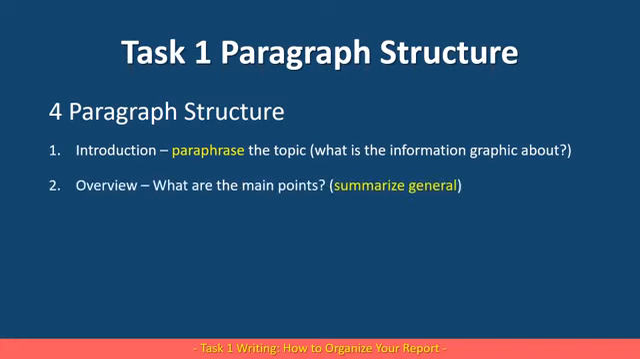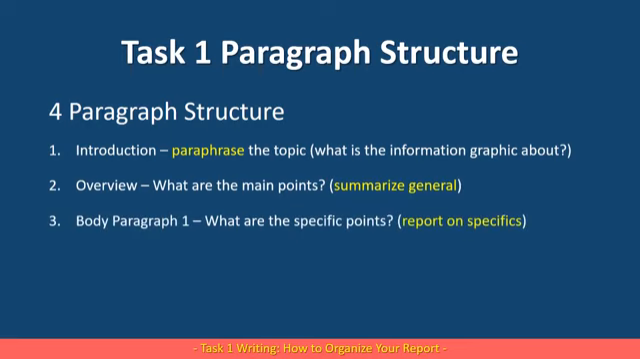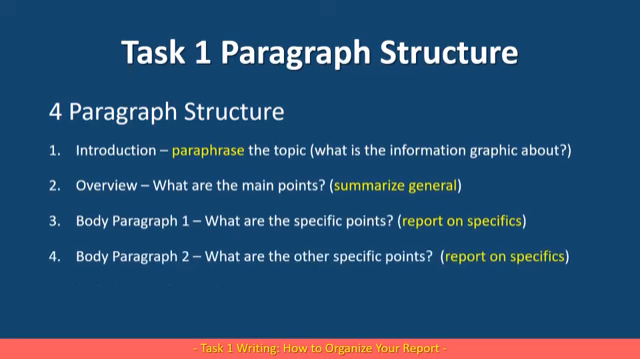And next is the overview. The second paragraph is an overview. What are the main points? Okay, you're summarizing in general, overall, not in detail, but overall. What are the main points? And this should be about 2 sentences. Number 3, paragraph 3 is body paragraph 1. What are the specific points? So you're reporting on specifics. And finally, body paragraph 2 is what are the other specific points? So you're reporting on the other specifics.